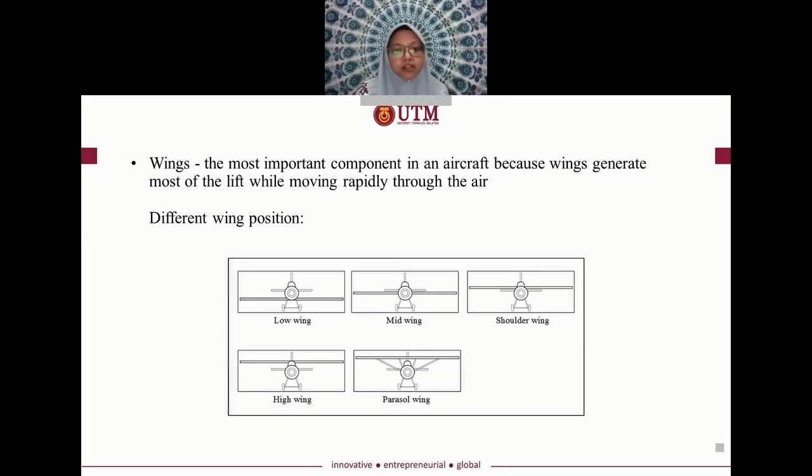And lastly, a parasol wing is the type of wing that is not attached directly to the fuselage, but instead is supported by struts or pylon. This configuration often needs additional bracing.